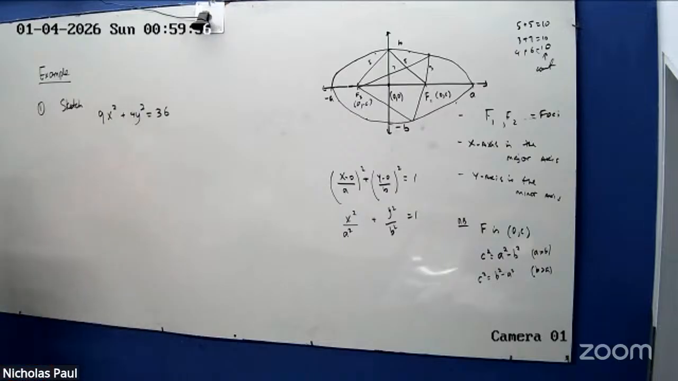All right, let's see if we can sketch that now. 9x squared plus 4y squared is equal to 36. Right, Adam. So what's the first thing we're going to do there? 9x squared plus 4y squared, 36.